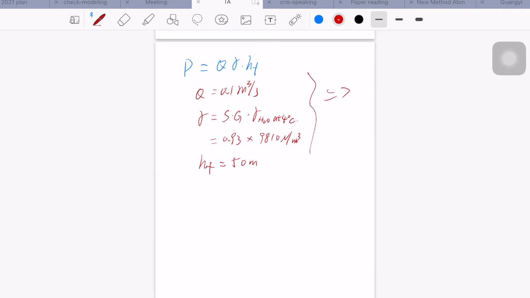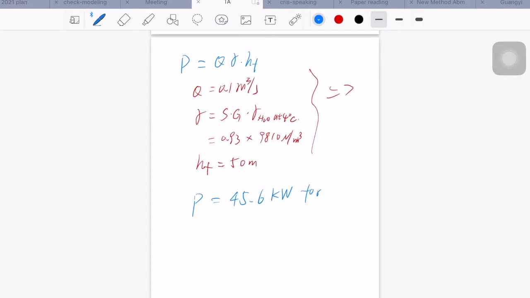So we can determine that the power P should be equal to 45.6 kilowatts for each kilometer of pipe length. So we finish this problem.